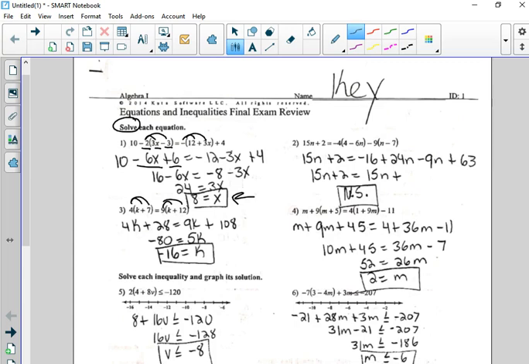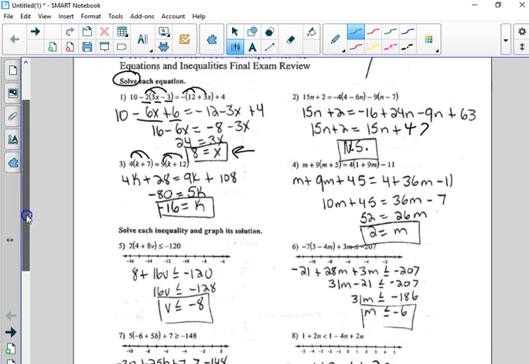Notice on number 2, you're going to end up with 15n plus 2 equals 15n plus, well, whatever 63 minus 16 is, and that would be 47. Okay? 2 is not equal to 47. So those two sides are not equal, which means it's a false statement, which is no solution. So you can see the first 4. Remember, anytime you need to pause the video, go ahead and do so.